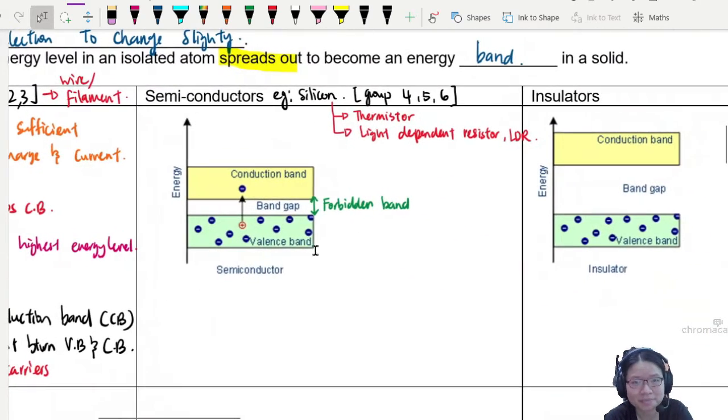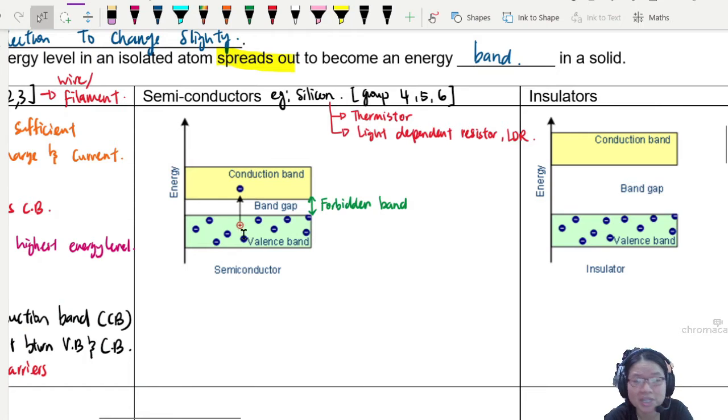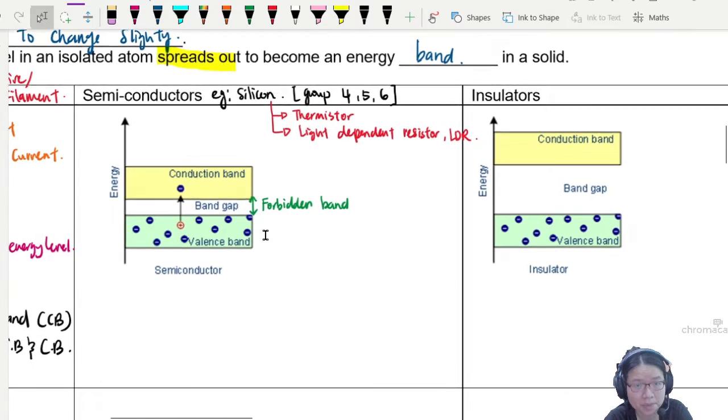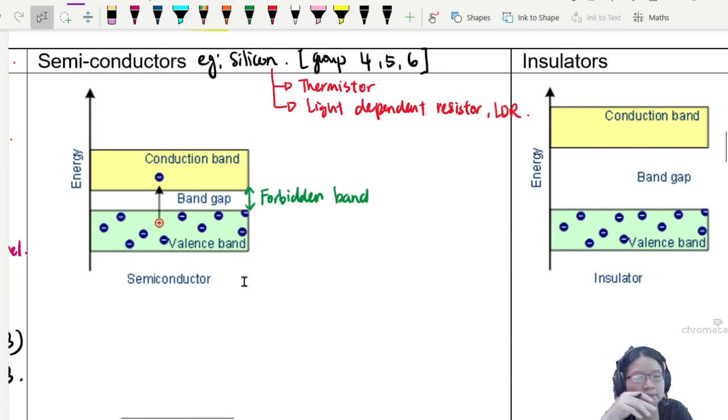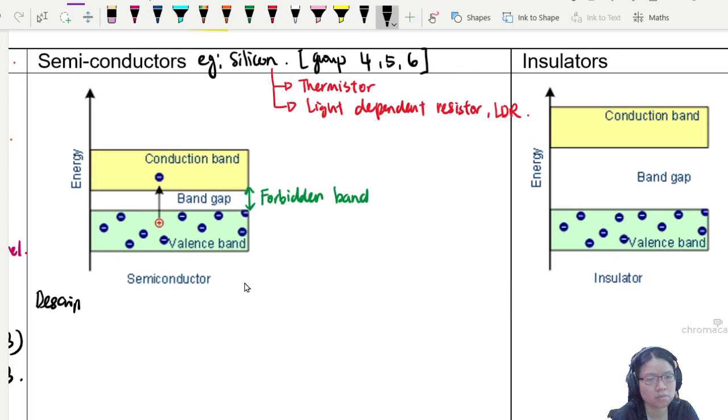So here, this is your forbidden band. We need the energy to transition. But what can provide that energy? Okay, put a pin on that topic. And then we are now going to describe the bands first. So description.